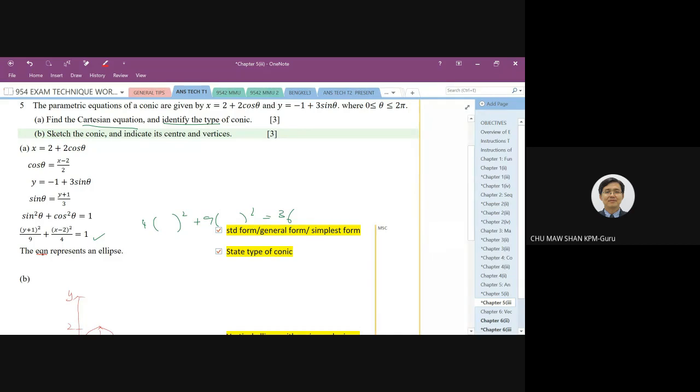Okay, next one. Sketch the conic and indicate its center and vertices. Ini adalah ellipse. Bagi satu ellipse, apakah sifat-sifat yang penting?